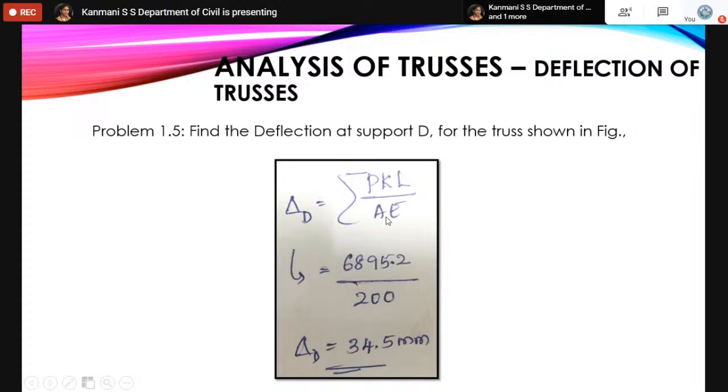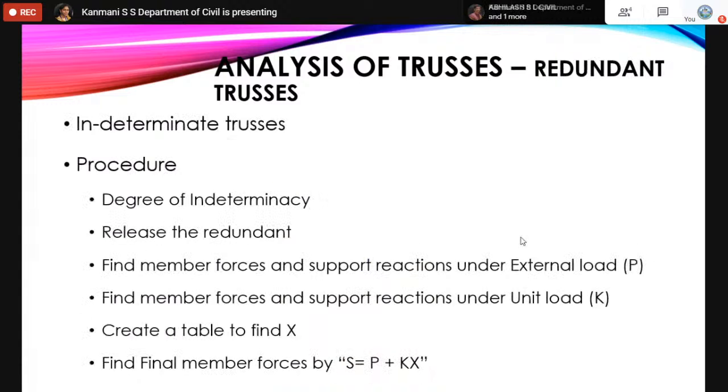To analyze indeterminate trusses, which are called redundant trusses, the very first step is to find the degree of indeterminacy. To find the degree of indeterminacy, we already have the formula. We will put the formula and find it. Afterwards, whatever the degree of redundancy we get, usually we will get hardly 1 for UG level. Once they give the redundant, we are going to release the redundant, and the member forces and the support reactions under the external load are found, just like the previous case.